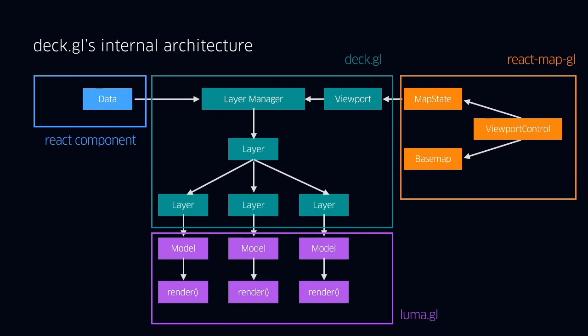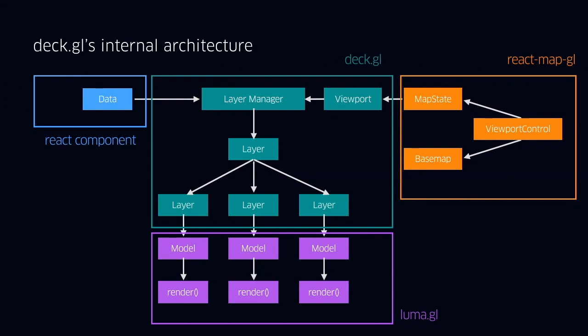And this gets passed into deck.gl. If you wanted to render this with a map, then on the right, you can see React Map GL, which is a friendly React wrapper around Mapbox.gl, which is what we use for the base maps. And so you can render the map with that, which is another library that you can find on GitHub.